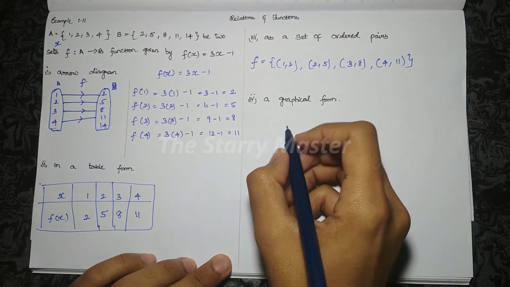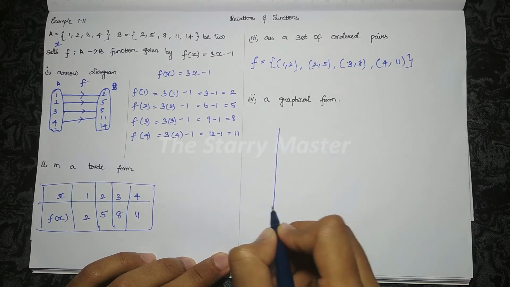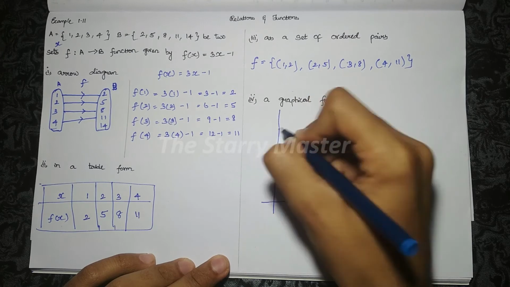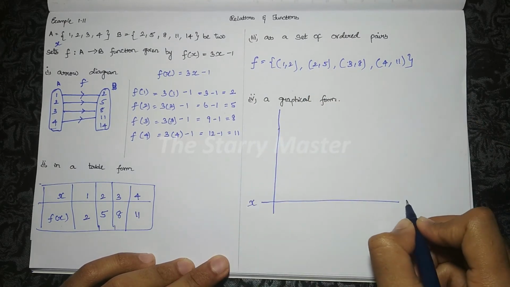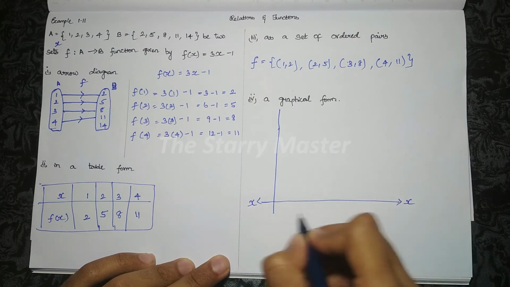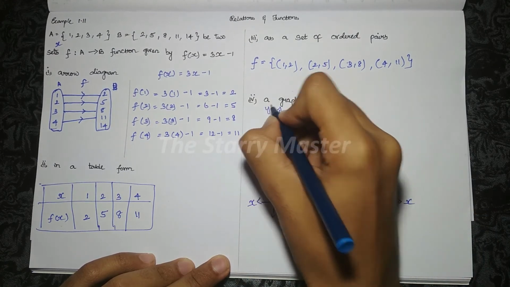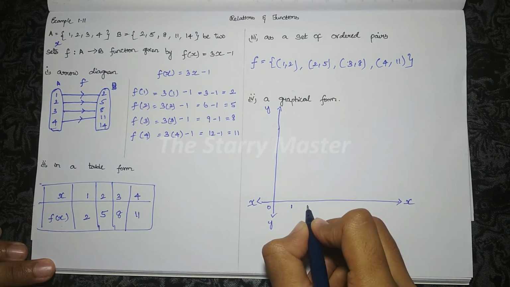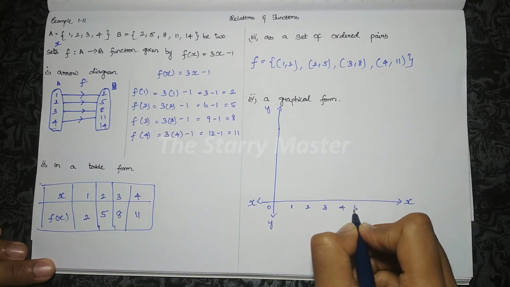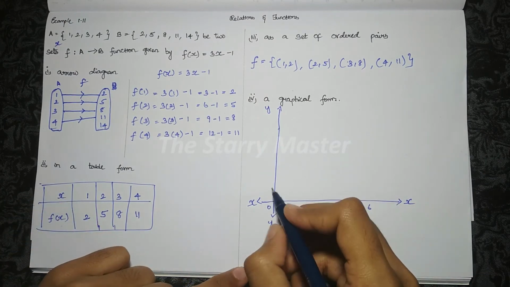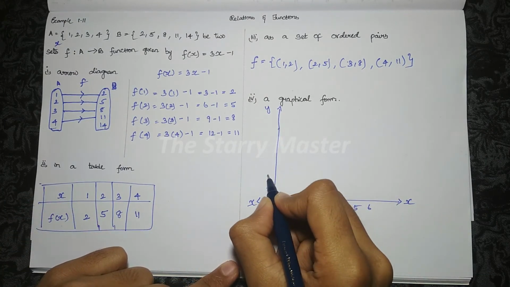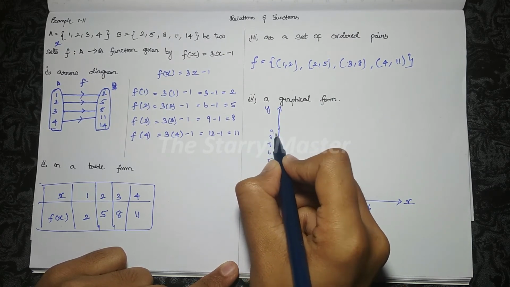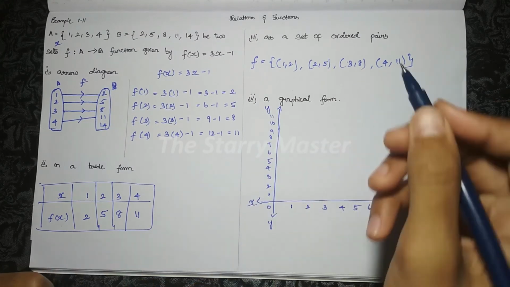And we have to plot this in graphical form. So this is x, and this is y. Let's start from 0. We mark 1, 2, 3, 4, 5 like that for x, and for y also the same, 1, 2, 3, 4, 5, 6, 7, 8, 9, 10, 11 like that we have to take.